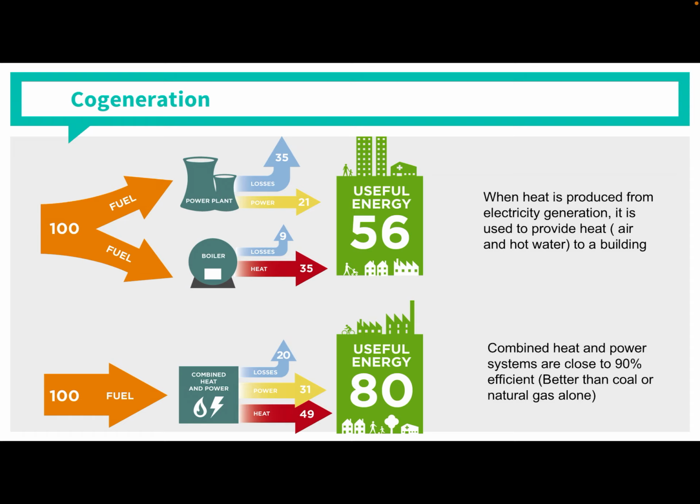So cogeneration is when the heat that is produced from electricity, so that 70% that's lost in coal burning to heat, is used to provide heat to a building. So it could be used to create hot air or hot water. So combining these things together gives us more than 90% efficiency. This is better than both coal or natural gas alone. So we can see in the top example, they're losing a lot of the fuel to heat in the power plant, and the boiler loses 9%. So instead of doing these things separately, use that recycled heat to come back and power your buildings, heat, and hot water.